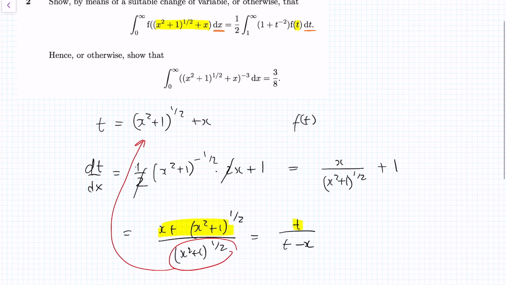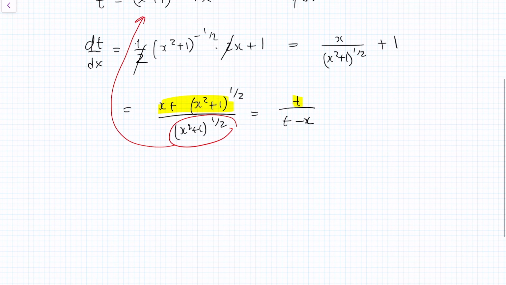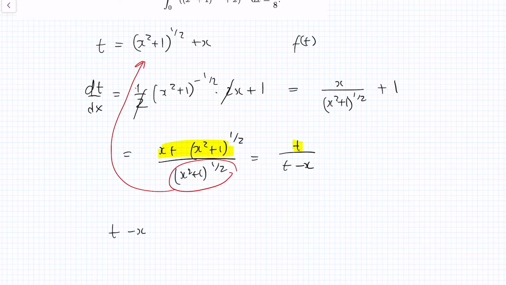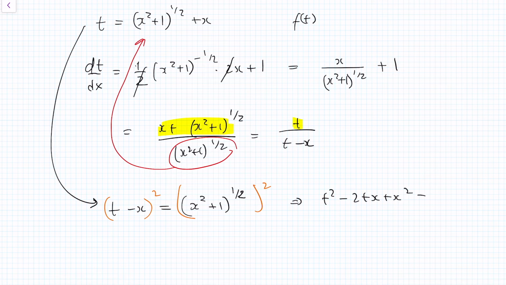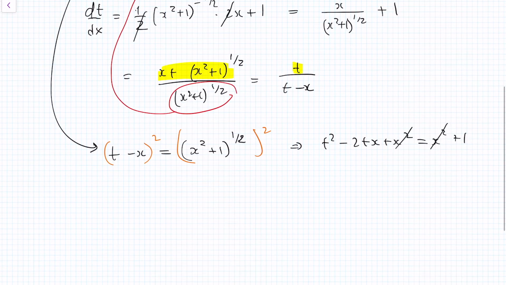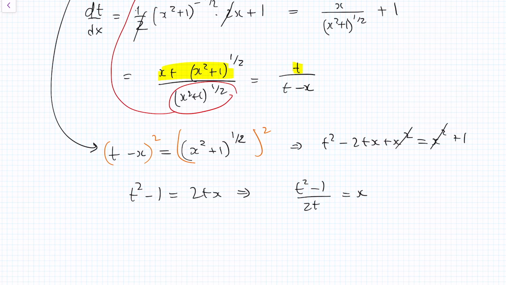So we don't want any x on the right hand side, as you can see. So we need to eliminate this x here. And how do we do that? Using the definition again, t minus x is equal to (x squared plus 1) to the half, and then squaring both sides, we get t squared minus 2tx plus x squared is equal to x squared plus 1. Cancel x squared, make x the subject. Well, we have t squared minus 1 is equal to 2tx. That implies (t squared minus 1) over 2t is equal to x, right?